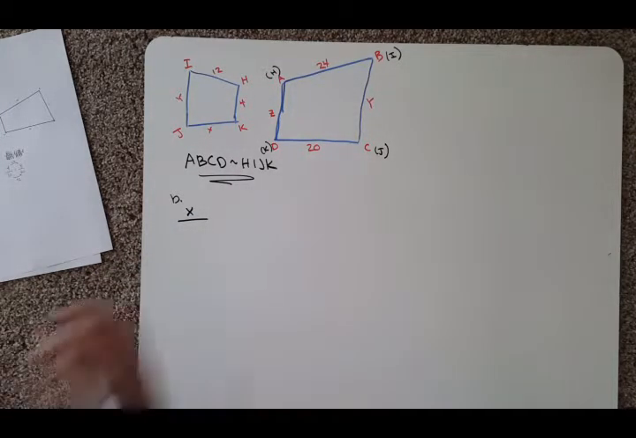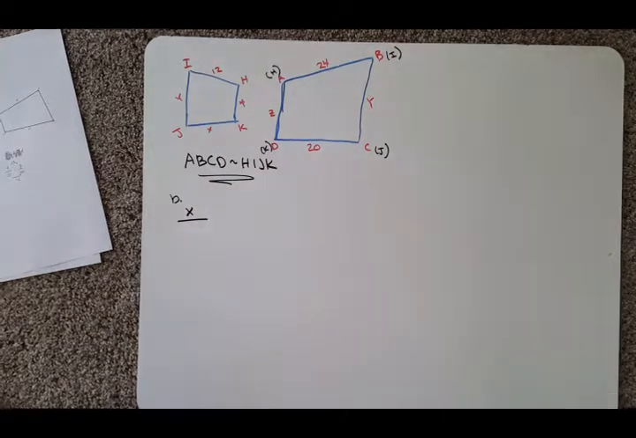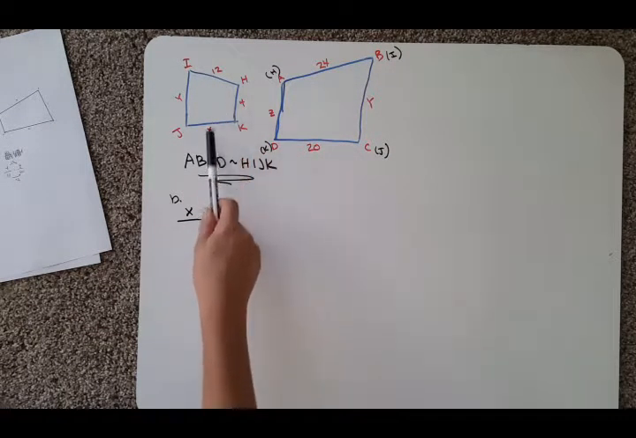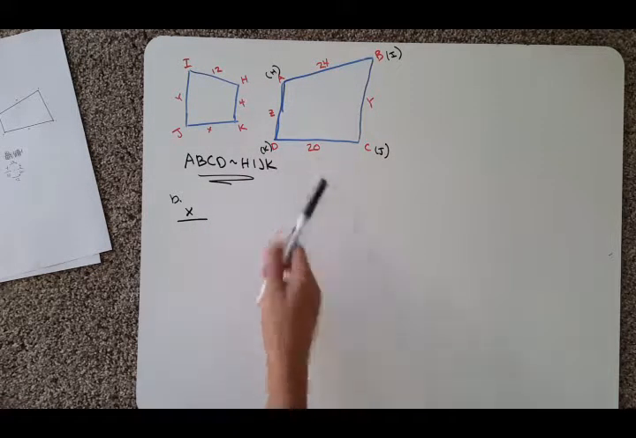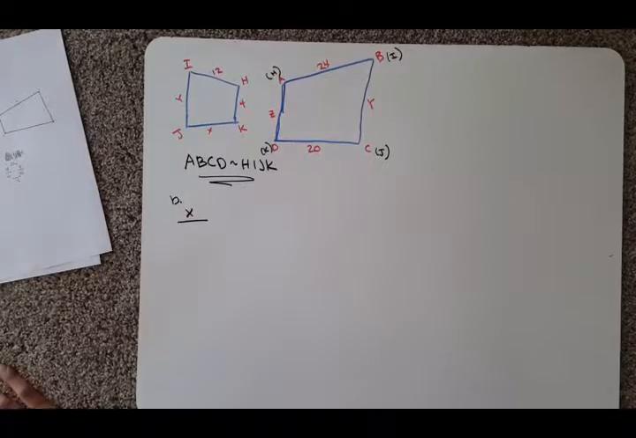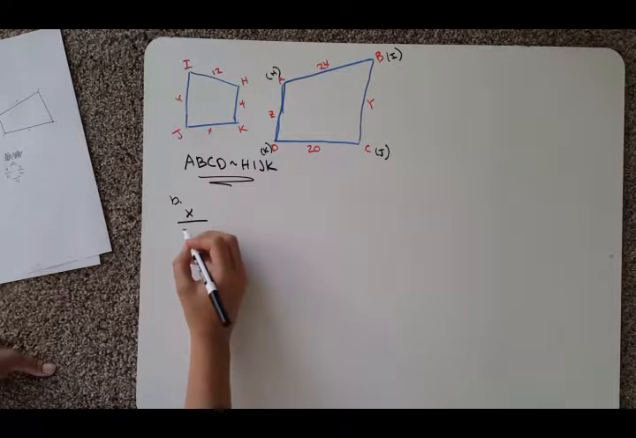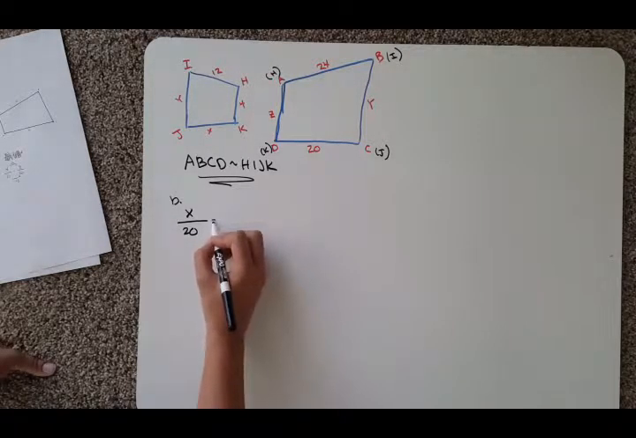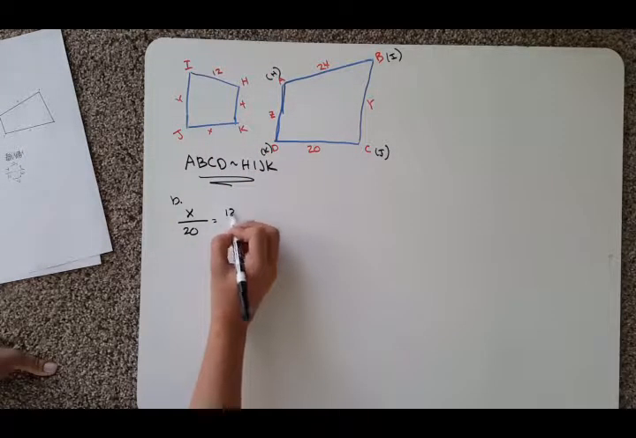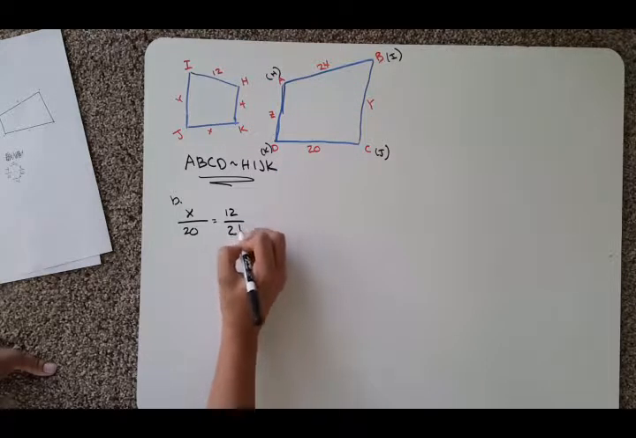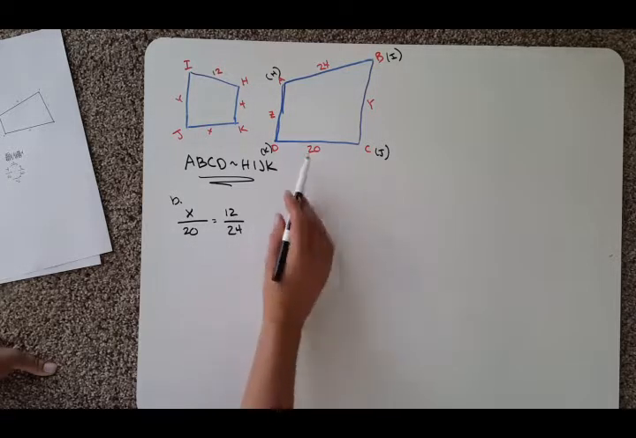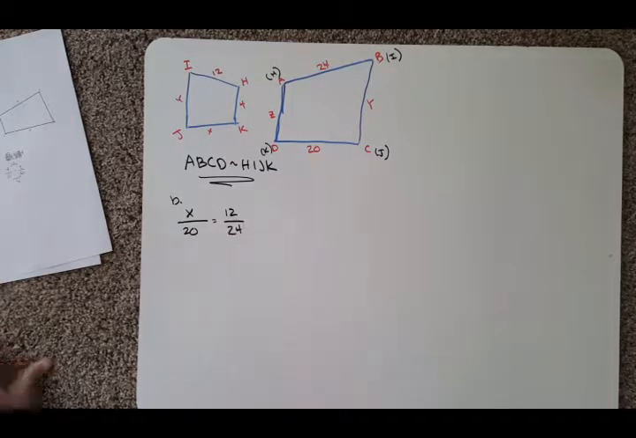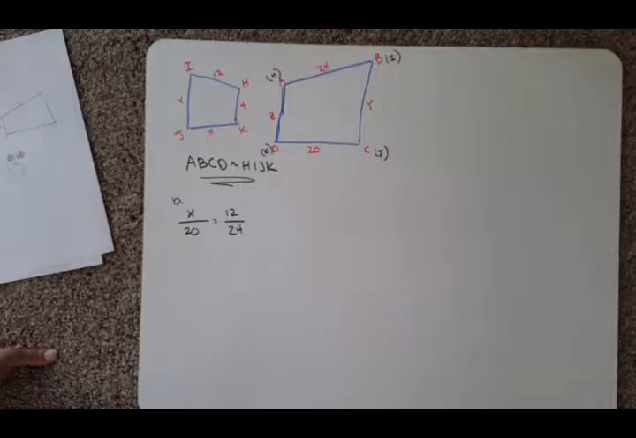So an easy way to do this is to take, so we know these numbers and they don't have any variables in them, so let's use this. So x over its corresponding angle, which is 20, is equal to 12 over 24. So we put the smaller triangle in the numerator and the bigger triangle in the denominator. So we kept them in the same pattern, so this is a good proportion.